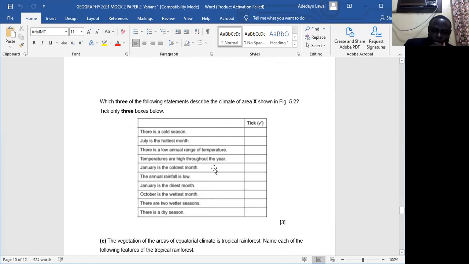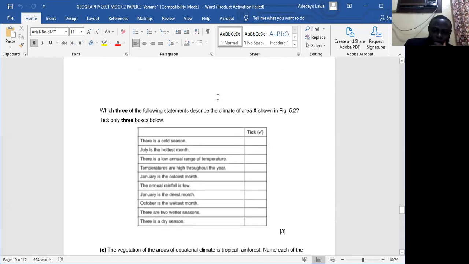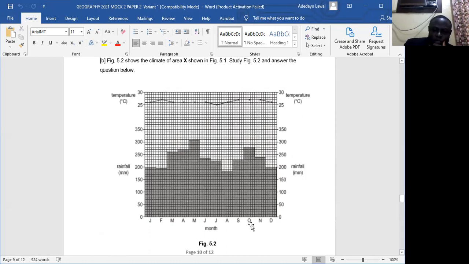January is the coldest month. I don't think so. The coldest month should be the month with the lowest temperature. So it's not January. I think it's July. January, the annual rainfall is low. No. January is the driest month. No. October is the wettest month. Let me check it. This is October. Is it the wettest? No. The wettest month is May. You can see that there is more rain in May than October.